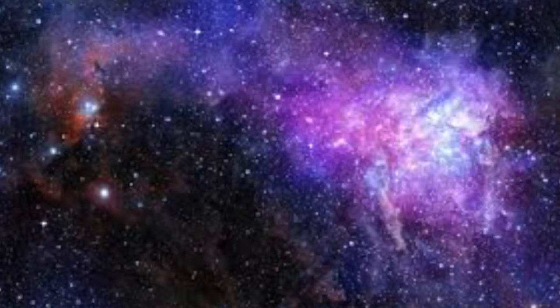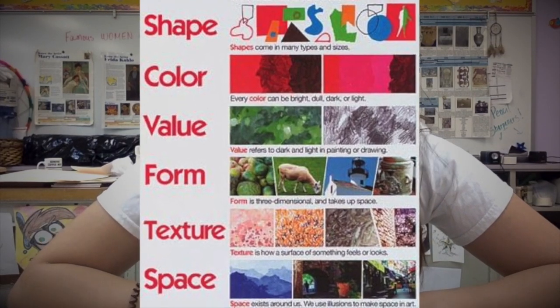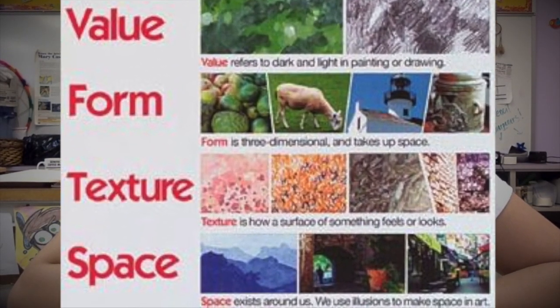Everyone. Today, Midnight and I are here to talk to you guys about space. Now, when I say space, I do not mean this kind of space, although as you know, I do love outer space. The space we are going to talk about today is one of our 7 elements of art, and it is how we make two-dimensional stuff seem like it's in the third dimension.